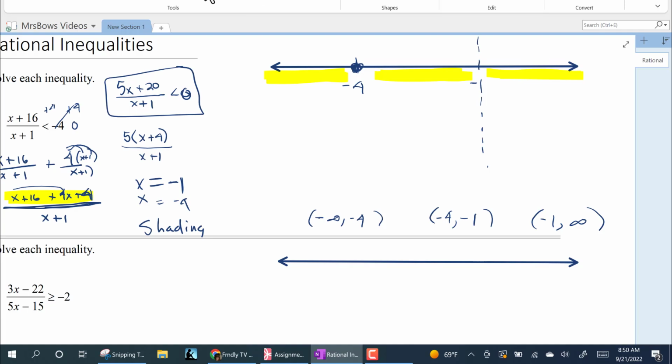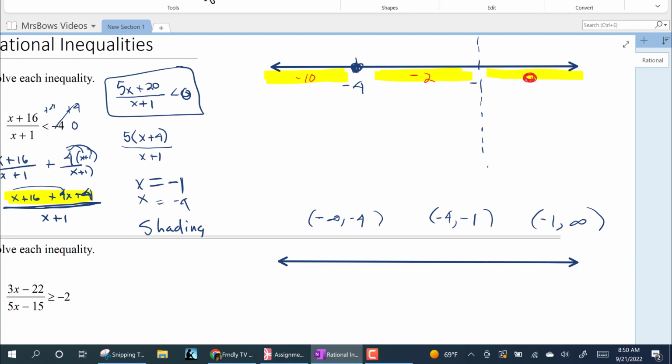So this is what you do. You're going to pick 3 values. An easy number less than -4 is -10. An easy number between -4 and -1 is, I would pick -2. You can pick whichever number you'd like. And the easiest number greater than negative 1 would be 0. If that would have been a positive 1, I probably would have said 10. But that is a negative 1, so the easiest number is 0.